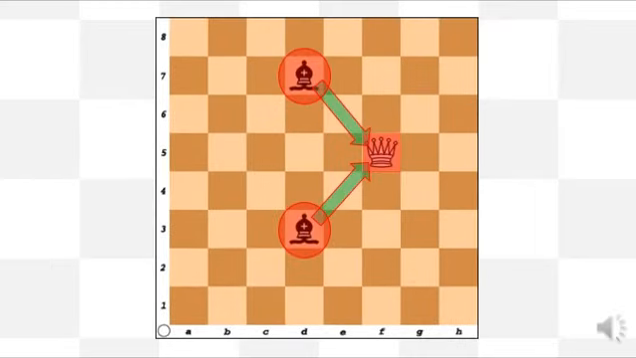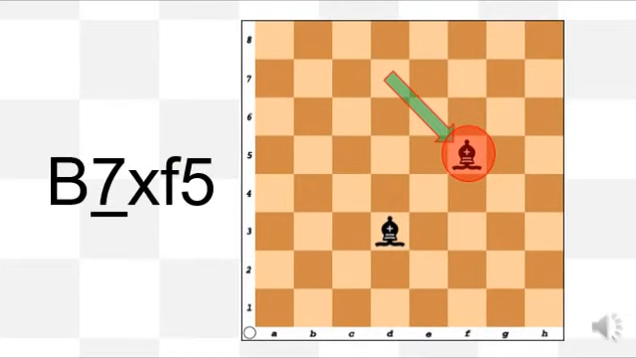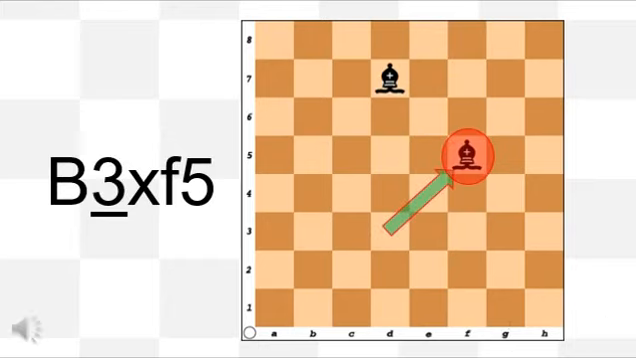So here's another special case. What if both pieces that can capture are in the same file and have the same symbol? In this case, you use the symbol of the bishop, B, and instead of the file, you use the rank number in order to tell a difference between the two. So when the other bishop captures the piece, it is B3 x F5 instead of B7 because they both have different ranks.